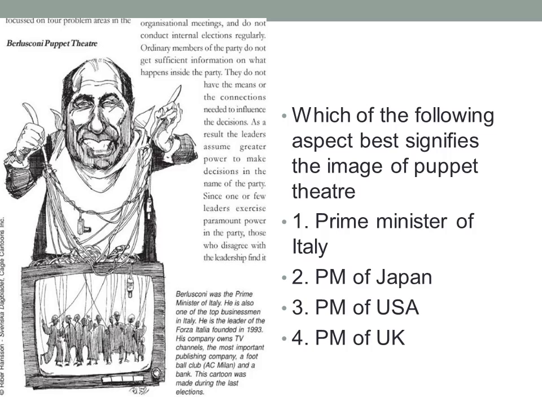It says that the Prime Minister of Italy was also a top businessman in Italy. He was the leader of a particular channel. Then he was the leader of the most important publishing company. He was having a football club. So basically the point is that he was holding the media as well as the corporate sector. Now he was holding the political sector also. We are talking about the Prime Minister of Italy. So that answer you have got.